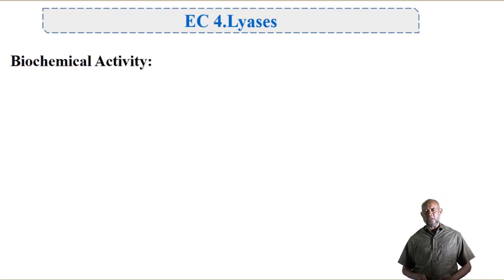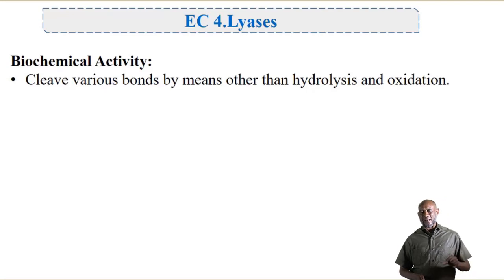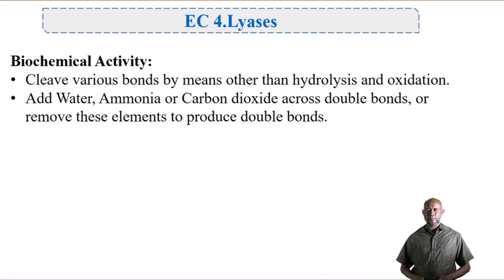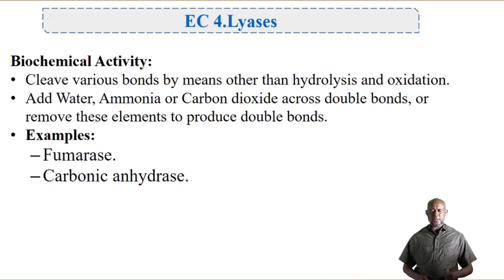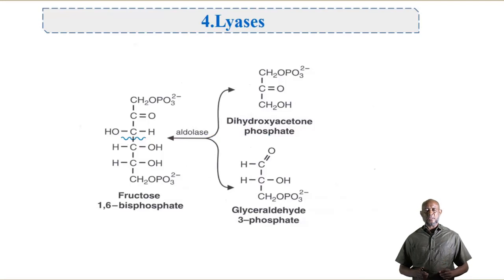The biochemical activity they are involved in is to cleave or break various bonds by means other than hydrolysis and oxidation, and to add water, ammonia or carbon dioxide across a double bond, or remove these elements to produce a double bond. Examples are fumarase and carbonic anhydrase. The typical example is fructose 1,6-bisphosphate, which by using aldolase is converted into dihydroxyacetone phosphate and glyceraldehyde 3-phosphate. That is what we call lysis, cleaving, meaning that the molecule is divided into two.